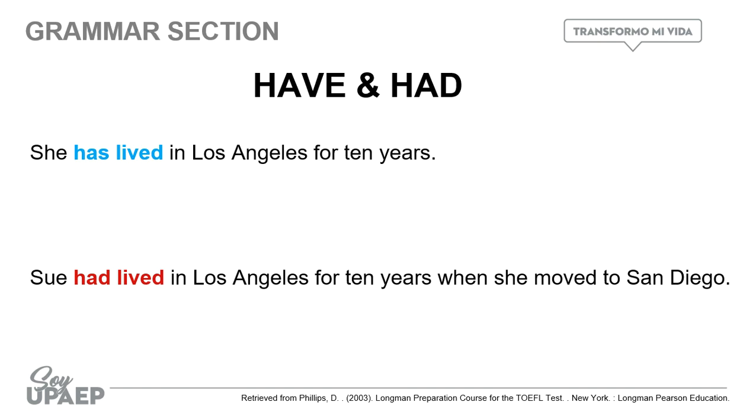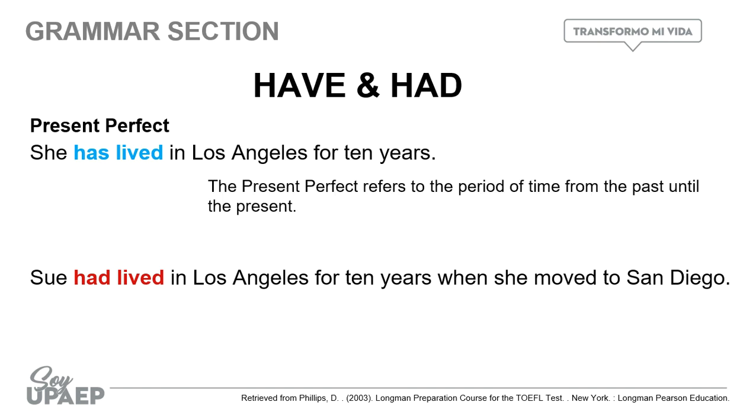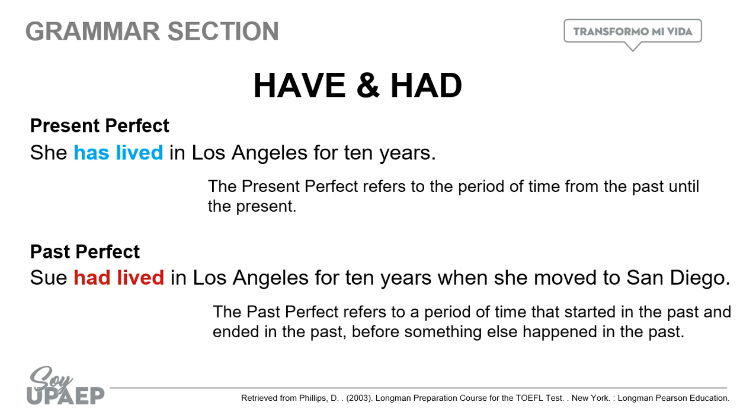So you have 2 sentences. She has lived in Los Angeles for 10 years. If you notice, this sentence is in present perfect. And the second one, Sue had lived in Los Angeles for 10 years when she moved to San Diego. If you notice, this sentence is in past perfect. So, you need to understand how to differentiate these 2 tenses. Present perfect refers to the period of time from the past until the present.